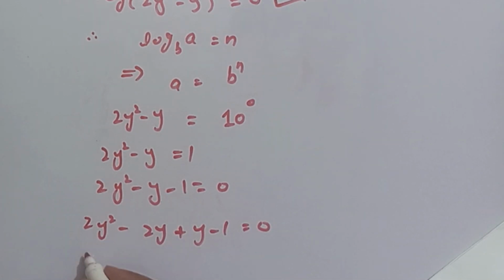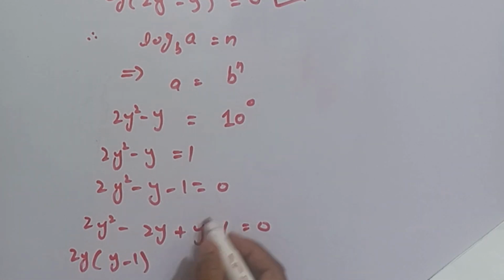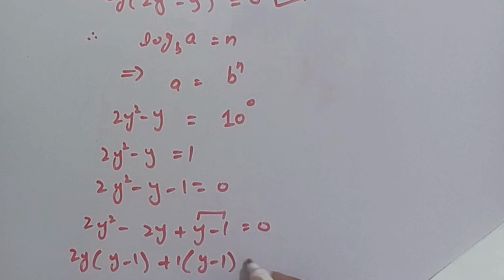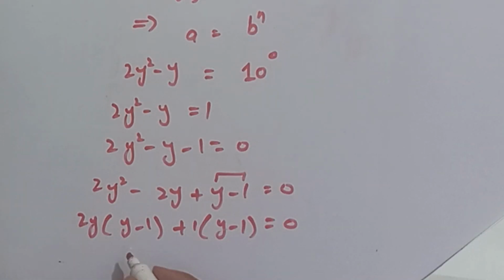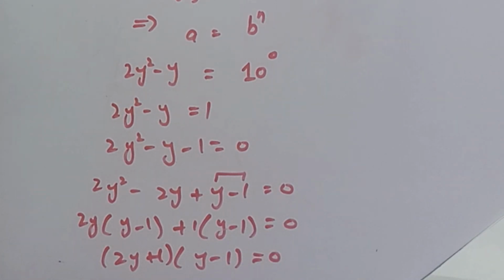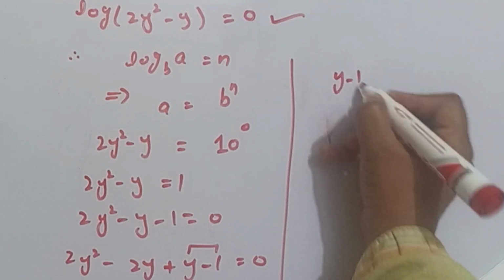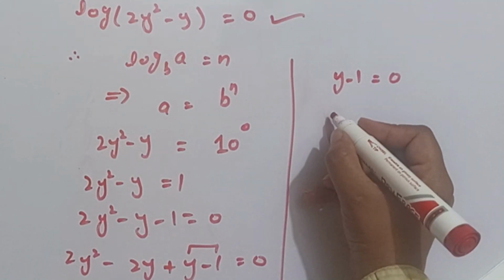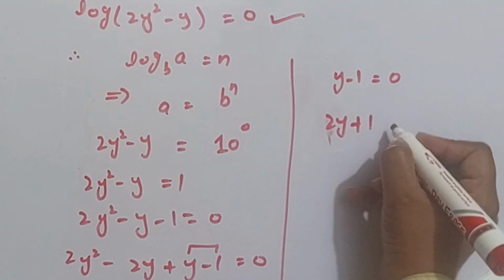So look at these first two terms, 2 times y is common in these two terms. Then the remaining value will become y minus 1. And here, look at these last two terms, plus 1 is common in these two terms. So we factor out and the remaining is y minus 1. This is equal to 0. And we write this as 2 times y plus 1 multiplied by y minus 1 is equal to 0. This implies one of them must be equal to 0. So we write this as y minus 1 is equal to 0, or second is 2 times y plus 1 is equal to 0.